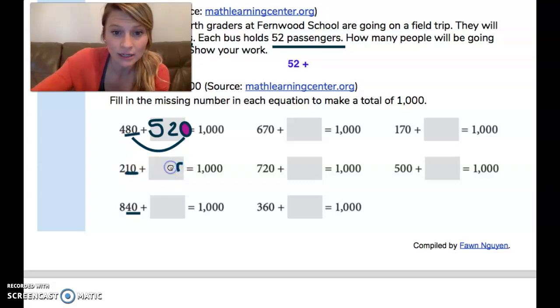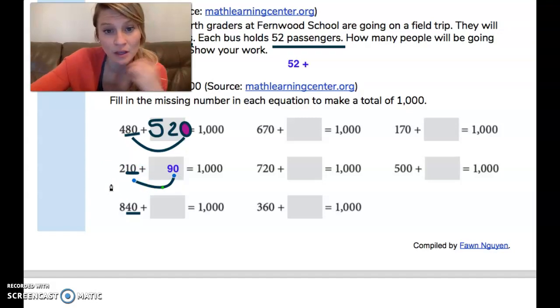Oh, that was a crazy 90. Let me rewrite that. 10 plus 90 equals 100. So now I'm at 100 right here. Wait a minute, I'm at 100 plus 2 more hundreds, because there's my hundreds place. So how much is that? 100 plus 200. That's 300.